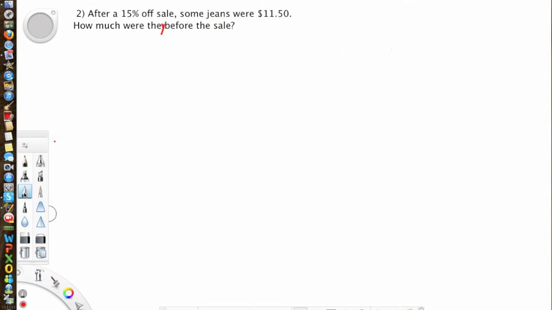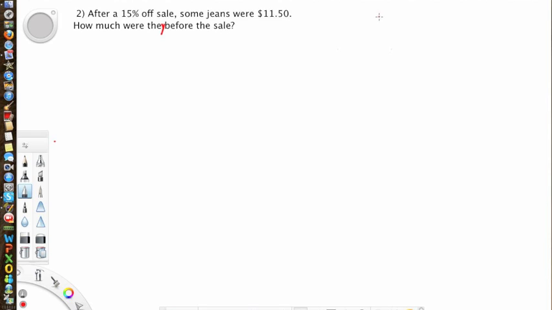Okay, boys and girls, now here we have a little different type of problem. Go to your handout page, which is homework, and go to problem 2. This is a unique problem. I don't even know if it really belongs on this page with the rest of the problems, but we're going to do it together. It says, after a 15% off sale, some jeans were $11.50. How much were they before the sale?